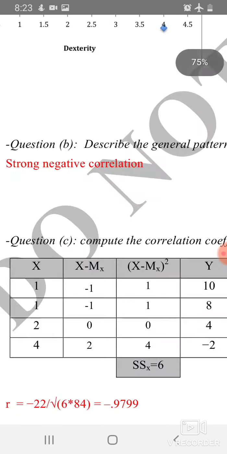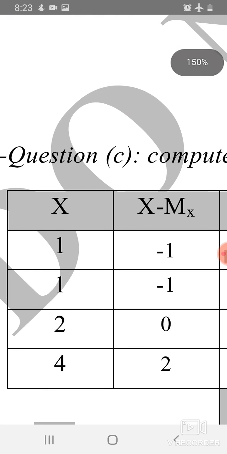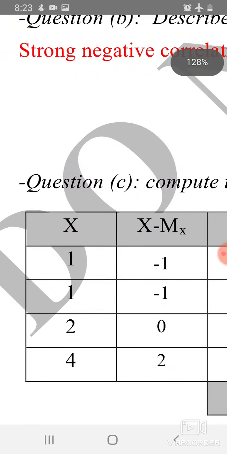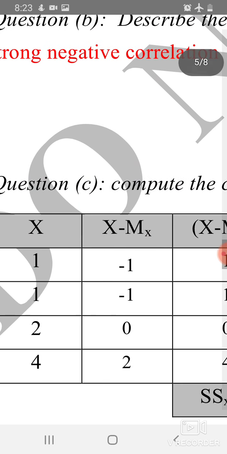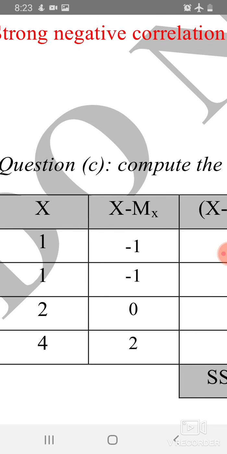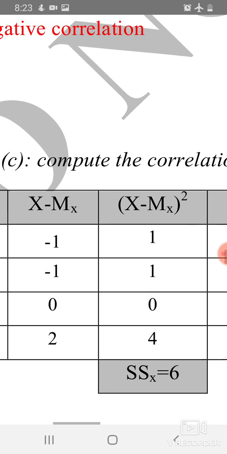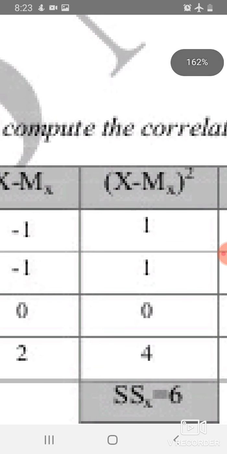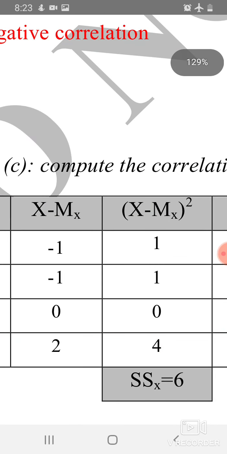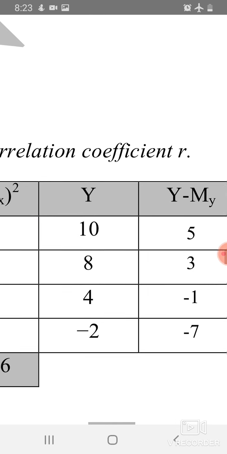So again, you plot all the x's in a row, and then you get the mean, right? 4 plus 2, 6, plus 1 plus 1 is 8. 8 divided by 4 is 2. 1 minus 2 is -1. 1 minus 2 is -1. 2 minus 2 is 0. 4 minus 2 is 2. Square all those values. Sum those squares up. You get 6.